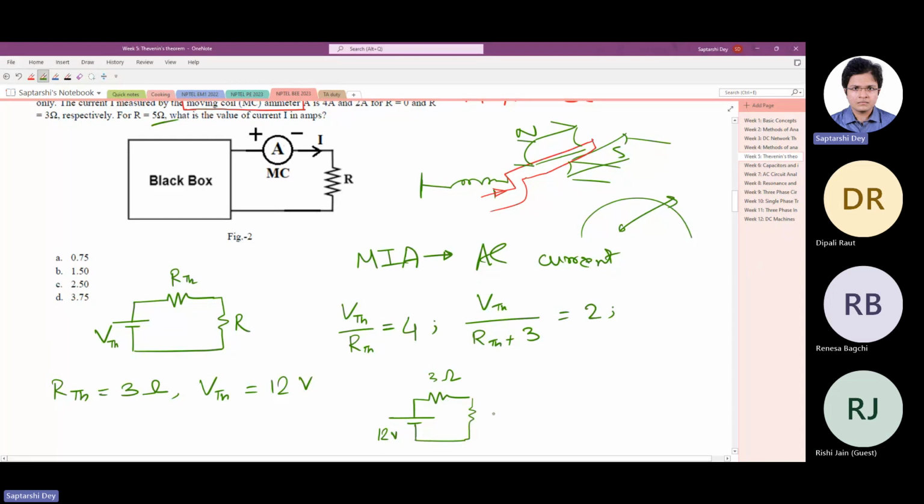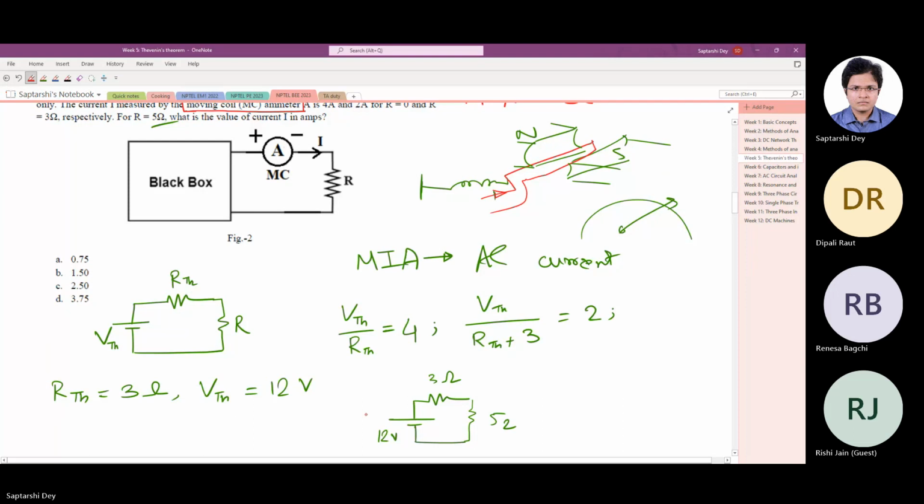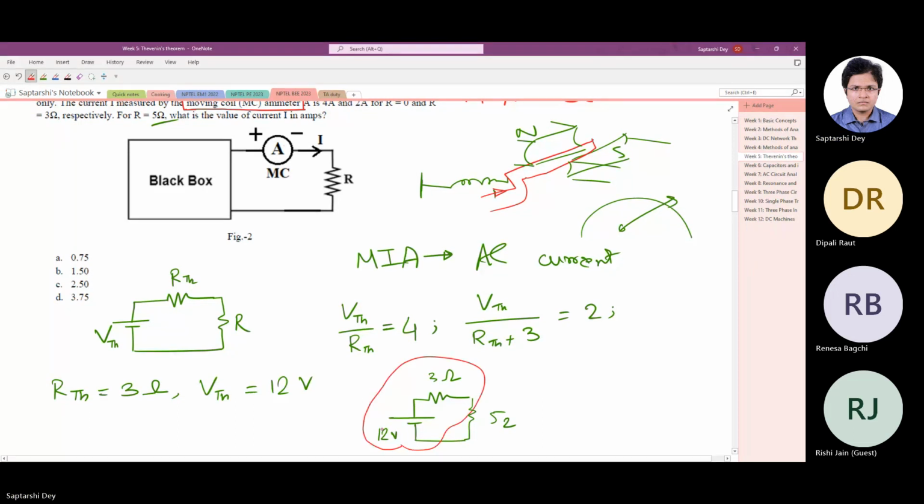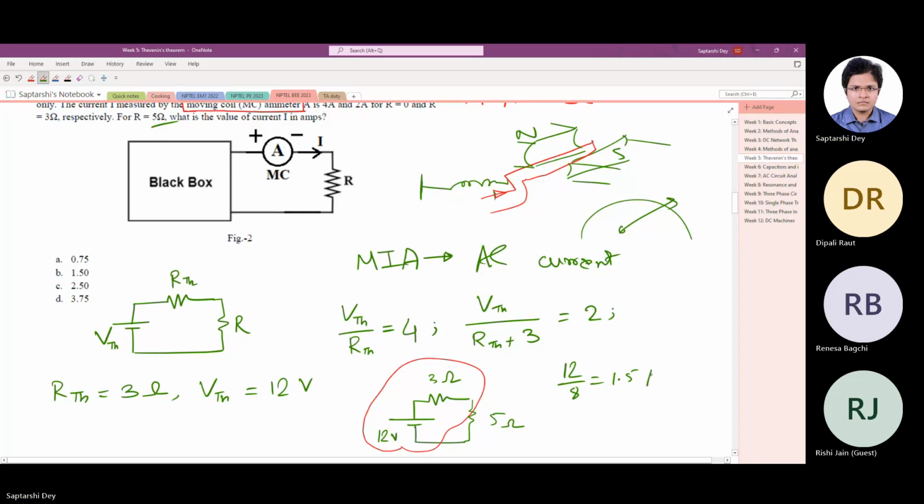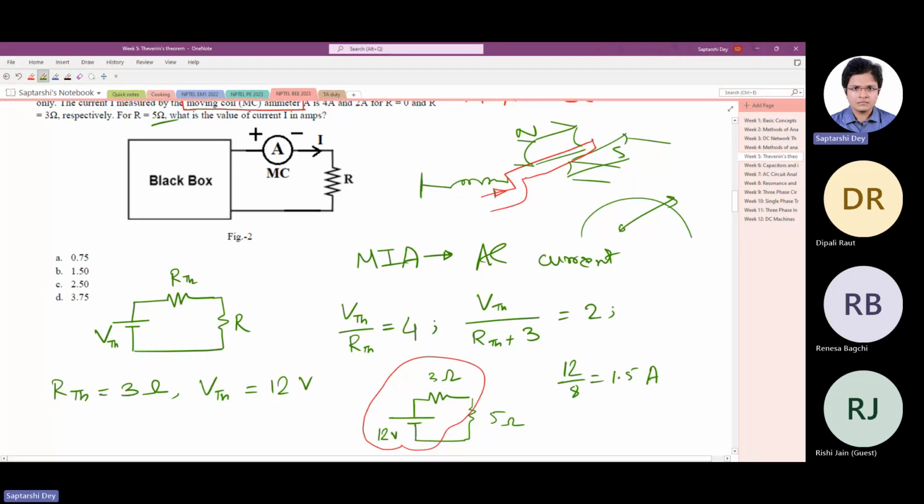And if you have a 5 ohms, basically, what I am showing in this red loop is the black box. And they have said that we are now connecting 5 ohm resistance. So the new current is 12 by 8, which is 1.5, as you said. Okay, is it clear, the way of solution?